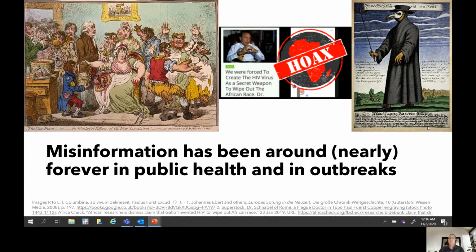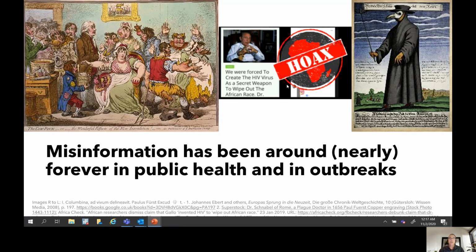And then on the other side of the panel is an older one, even from 1656. You'll see this is a doctor wearing an outfit looking like a bird, actually. It was really a physician who was treating the plague, and the belief at the time was that you wouldn't be harmed by the plague if you wore this particular outfit, because it was believed that plague was associated with miasma and birds, and so this would be somehow protective. This was a source of obvious misinformation.